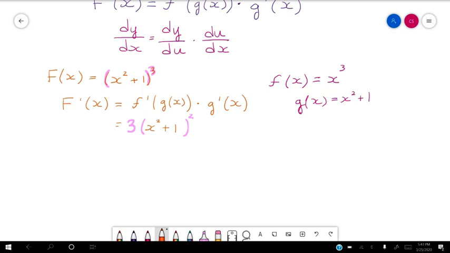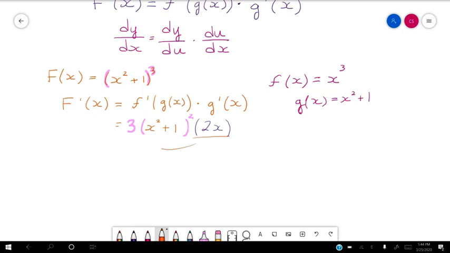And now we're going to take the derivative of our inside function, x squared plus 1. What is the derivative of x squared plus 1? Well, this is a power rule again, so bring down the exponent and subtract 1. And what's the derivative of a constant? It's just 0. So there you go: 3 times x squared plus 1 squared times 2x. So that's the derivative.